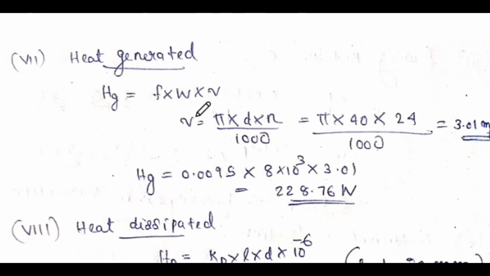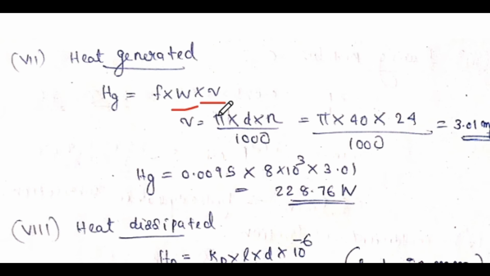The last two things we need to find are whether we need forced pressure cooling or not. To check if artificial cooling is needed, we need to find the heat generated as well as the heat dissipated. If heat generated is more than heat dissipated, we need cooling. So this is the equation to find heat generated. This equation is also in the data book.